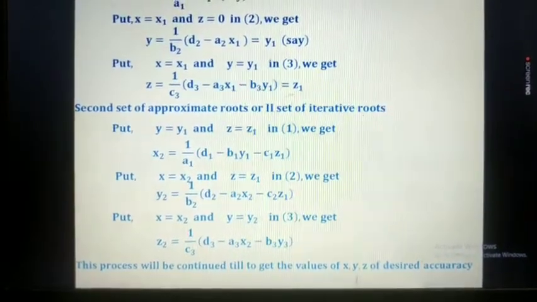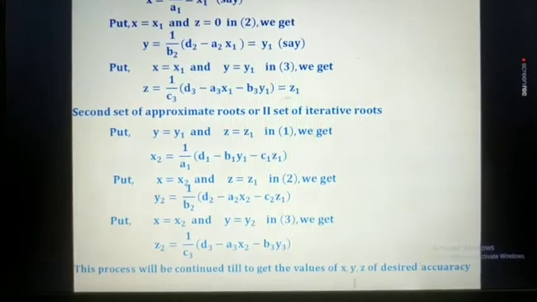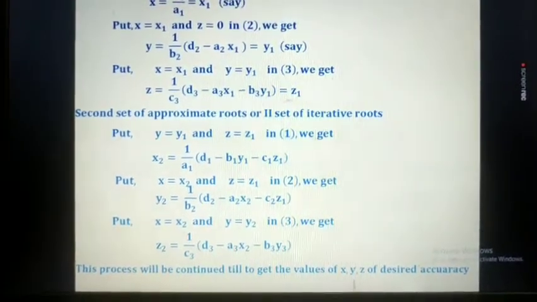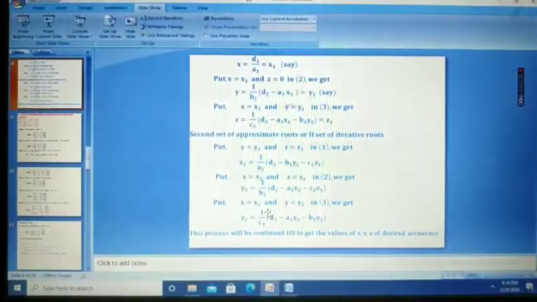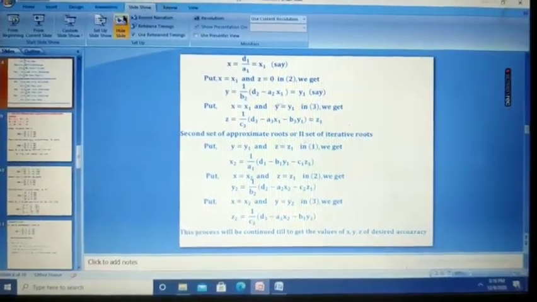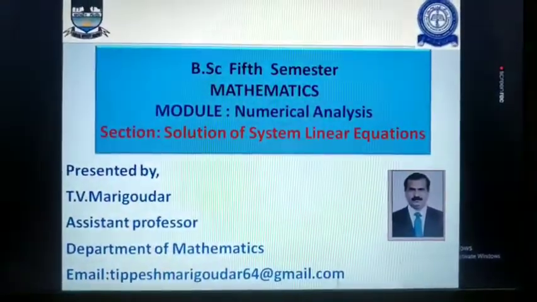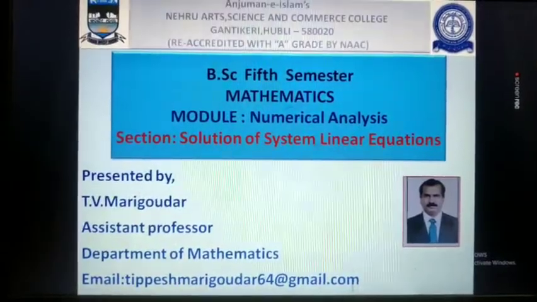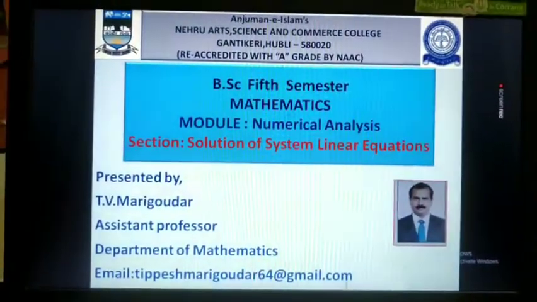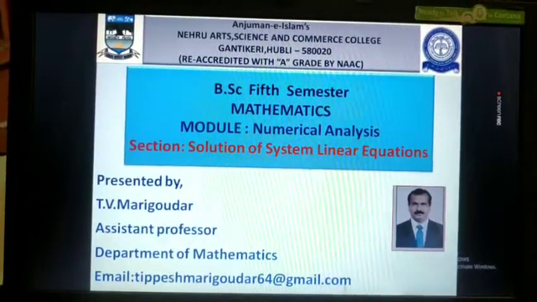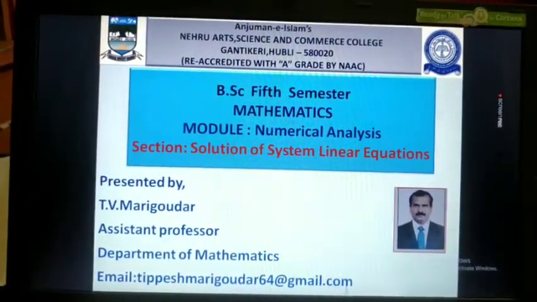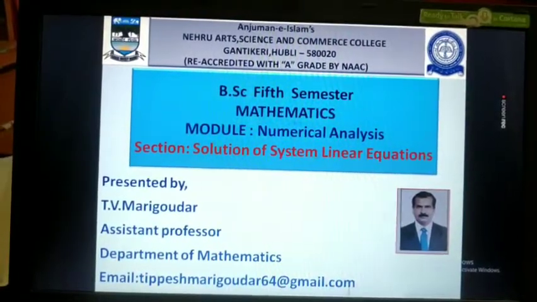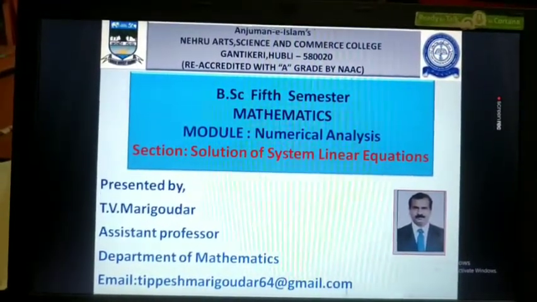So in this video we have taken three methods. First one is the Gauss elimination method. Second one is the Gauss-Jordan method, and next one is the Gauss-Seidel iteration method. So try to watch the videos again and practice the theoretical part of solution of system of linear equations. In the next class, we will solve some examples on these methods.